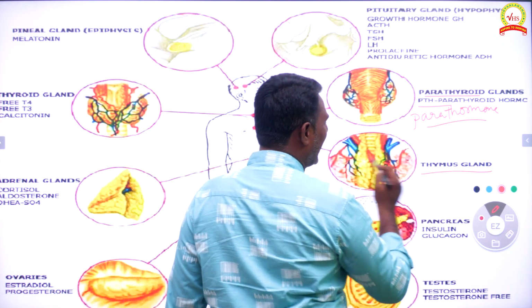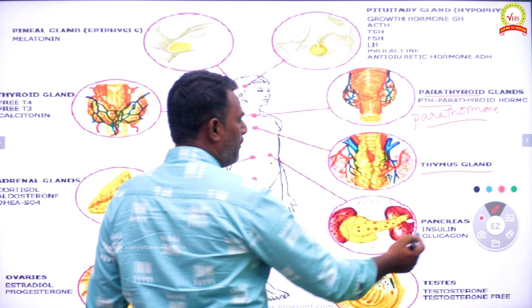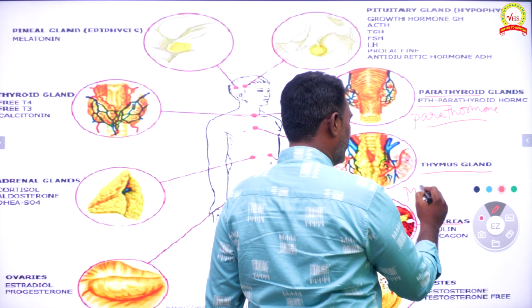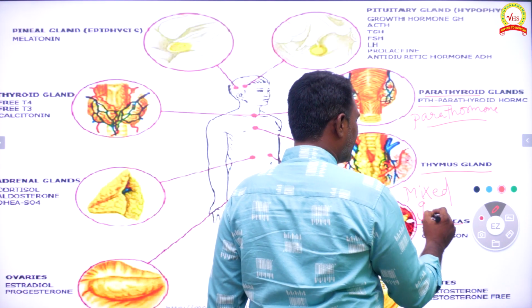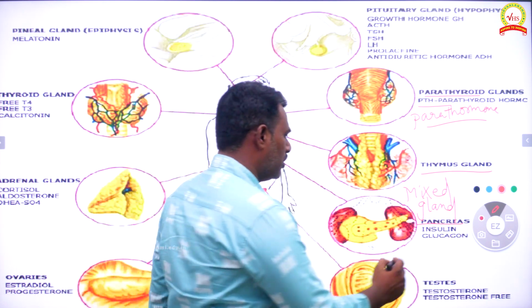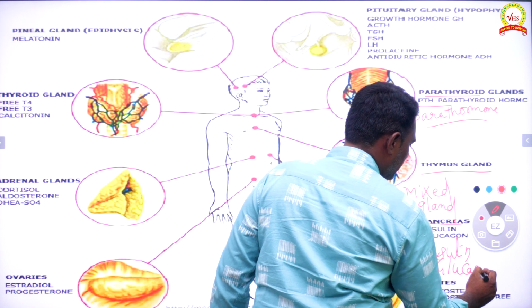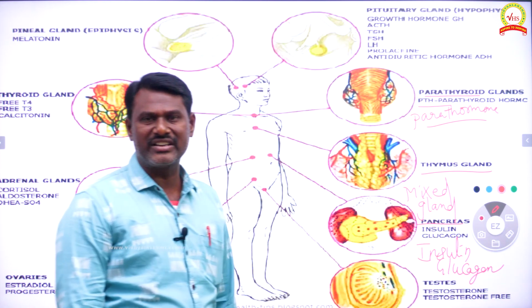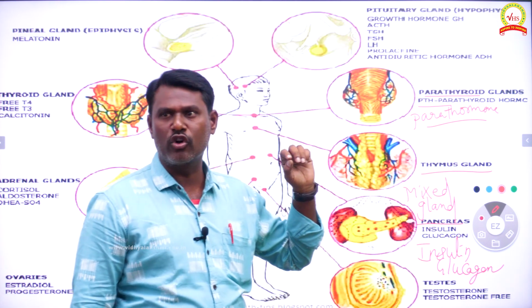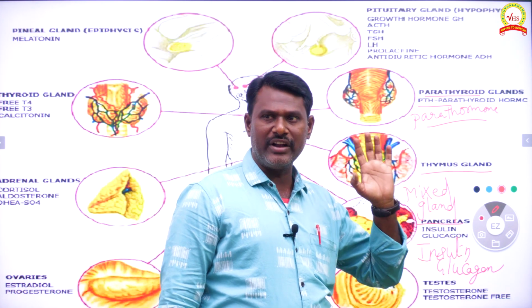Next one is the thymus gland. The thymus gland is responsible for producing different types of hormones. Next one is the pancreas. Very, very important: the pancreas is the one and only mixed gland of our body. The pancreas is responsible for producing two hormones, one called insulin and the other called glucagon. Insulin is useful to control blood glucose level, whereas glucagon is useful in carbohydrate metabolism. So that's the importance of insulin as well as glucagon.